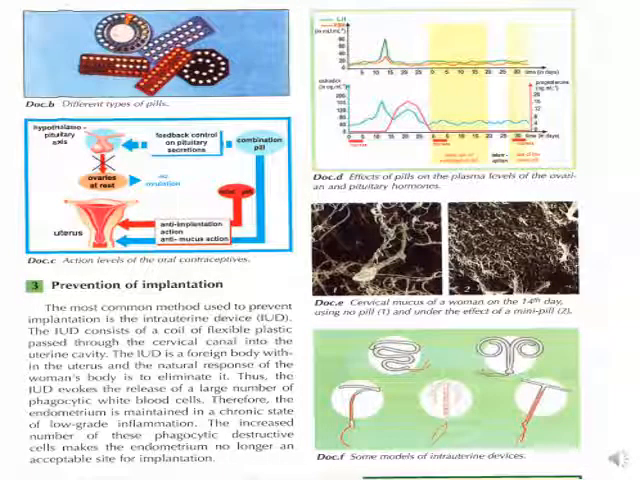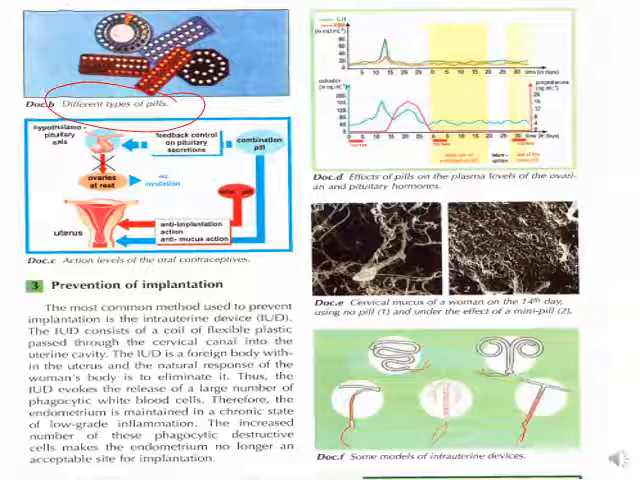Here are the different types of pills, mini pill and the combination pill as well. You have to know the effect of the pills on the plasma level of the ovarian and the pituitary hormones. You have to know that we have two women. They have null levels of the progesterone in the follicular phase compared to a normal cycle. So the graph of the woman taking contraceptive pill shows constantly null level of progesterone and low level of LH and FSH.